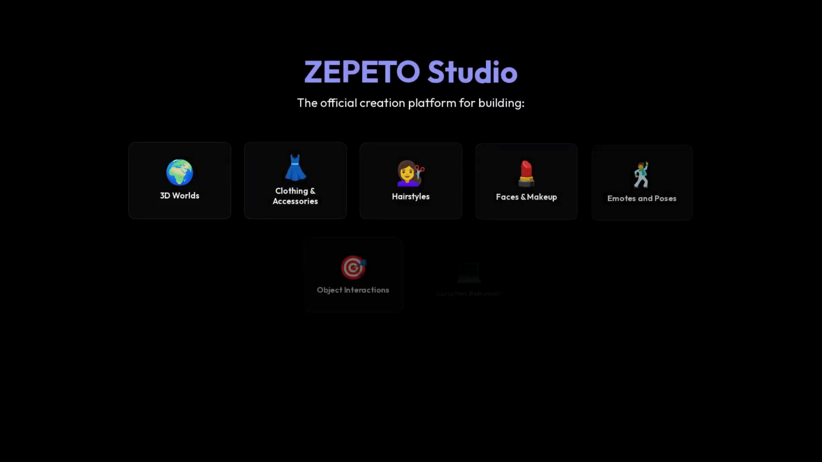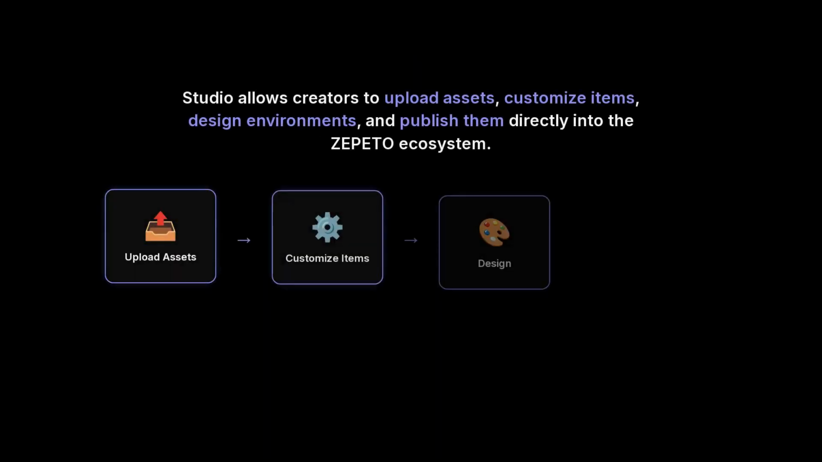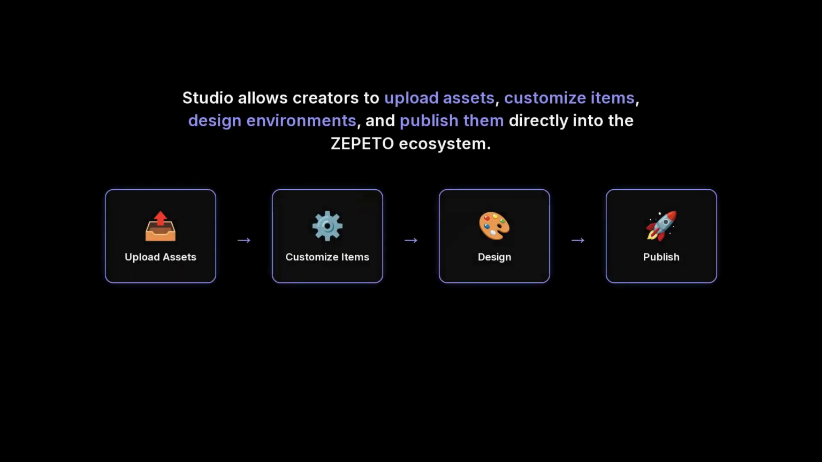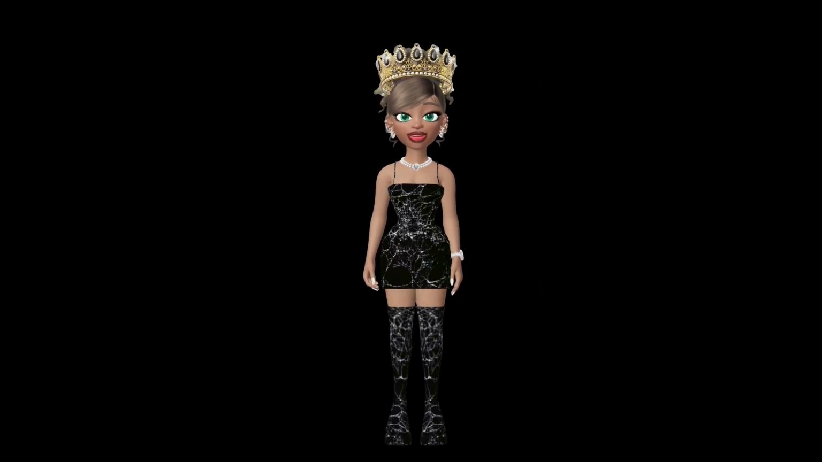ZEPETO Studio is the official creation platform for building 3D worlds, clothing and accessories, hairstyles, face and makeup, emotes and poses, object interactions, and scripted behavior using ZEPETO tools. Studio allows creators to upload assets, customize items, design environments, and publish them directly into the ZEPETO ecosystem. Every world or item you see in the Shop or Explorer tab was made by creators using ZEPETO Studio or the Unity SDK. ZEPETO Studio consists of two main creation systems, Web Studio and ZEPETO Studio.